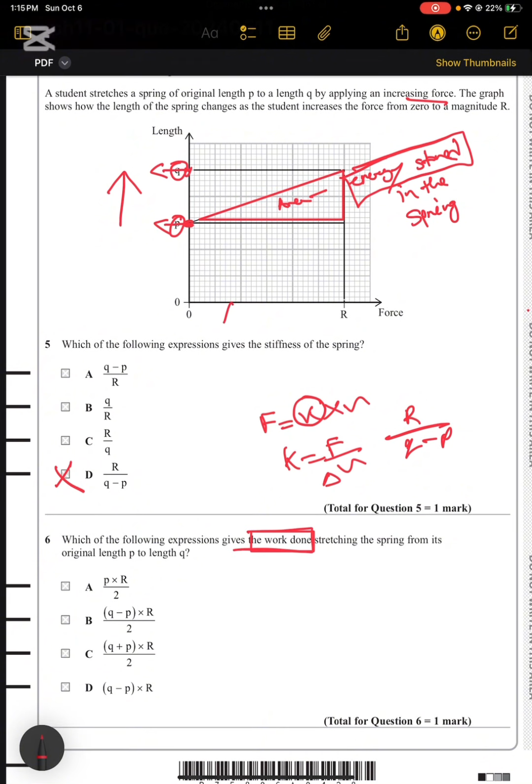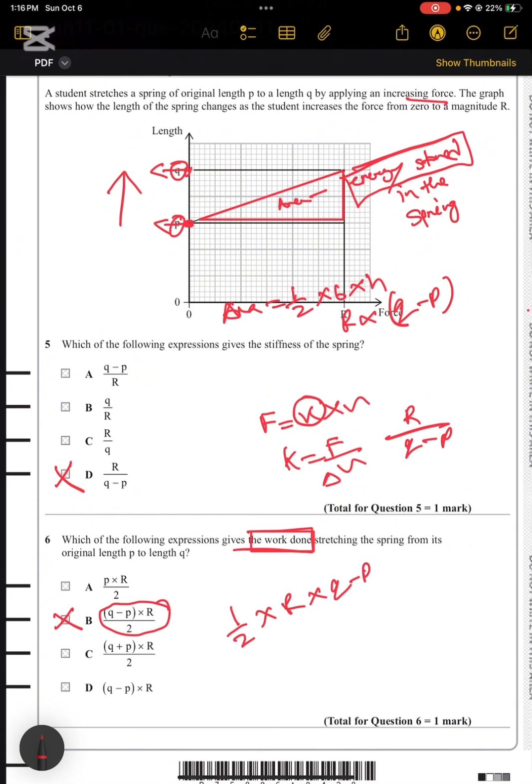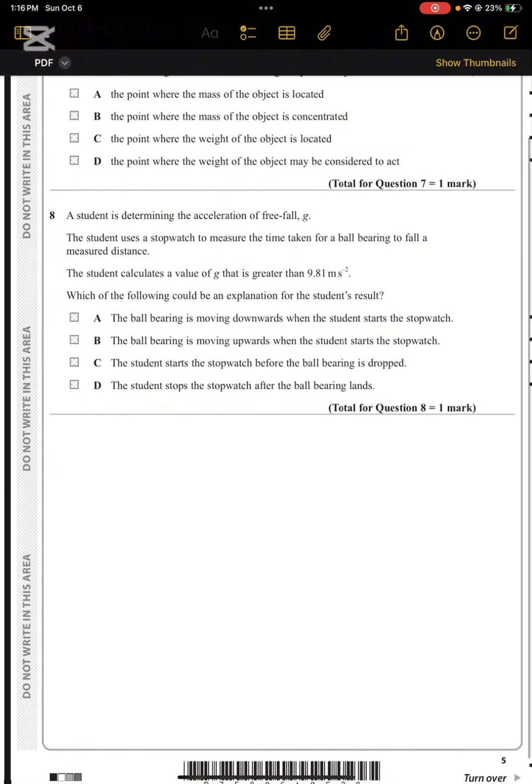So area can be found out by half into base into height. Our base here is R and the height is Q minus P. So our answer will be R into Q minus P divided by 2, because half into R into Q minus P means R into Q minus P by 2. So our answer is B, omitting all the other answers.